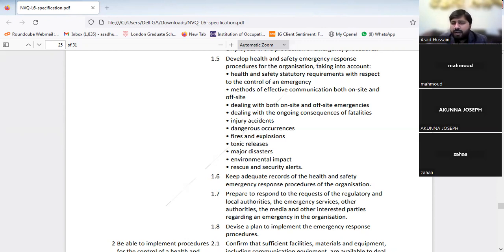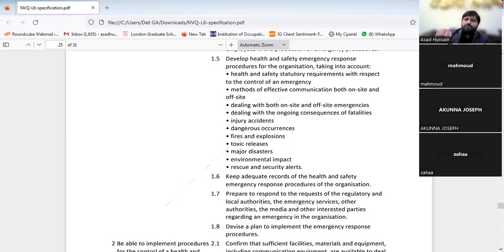Dealing with both on-site and off-site emergencies, dealing with the ongoing consequences of fatalities, injury, accidents, dangerous occurrences, fires and explosions, toxic releases, major disasters, environmental impact, rescue and security alerts. So it also explains some types of emergencies like injury, accidents, dangerous occurrences, fires and explosions, toxic release. All of these are events which we call emergencies. So you have to consider all these emergencies.